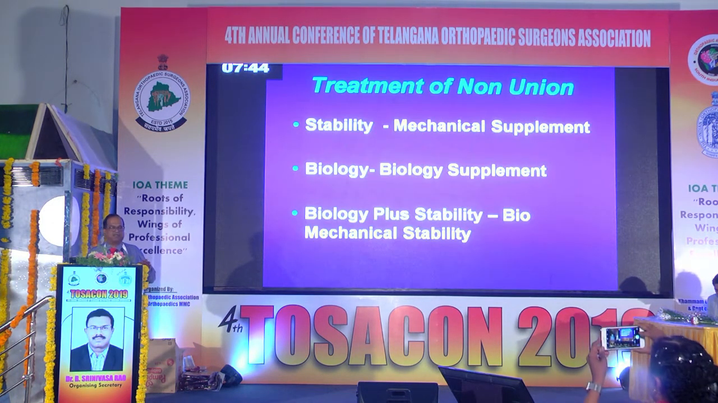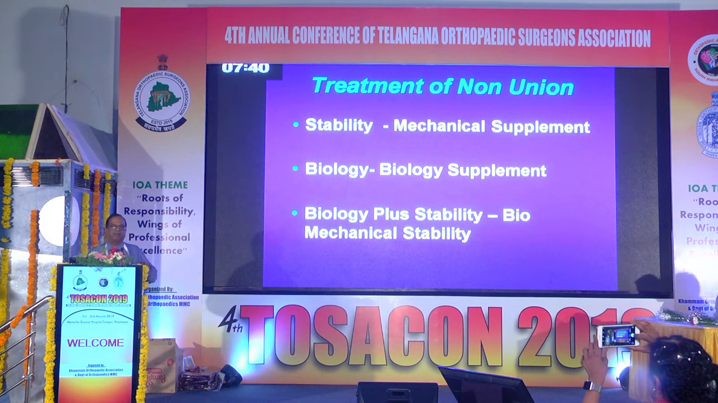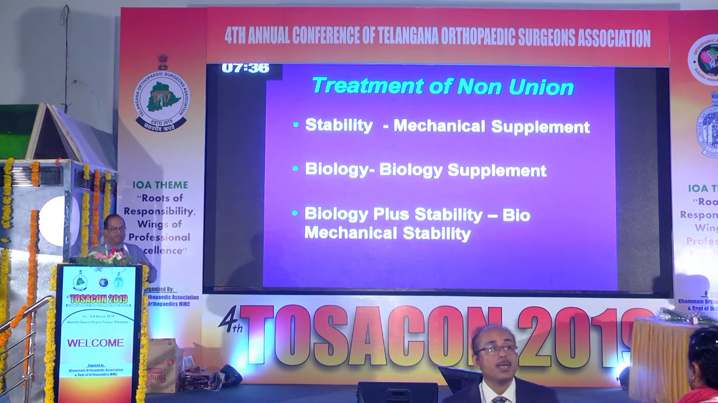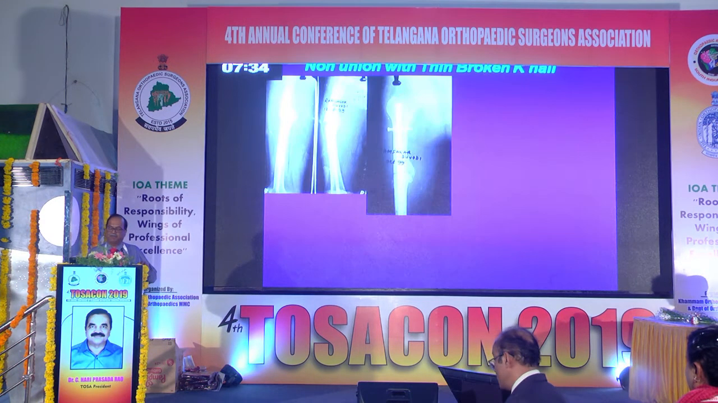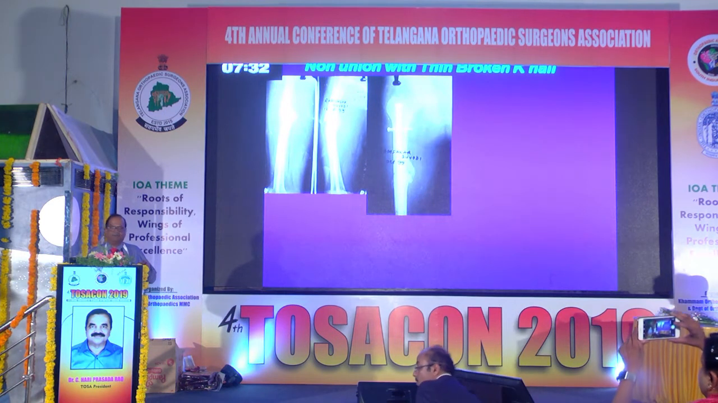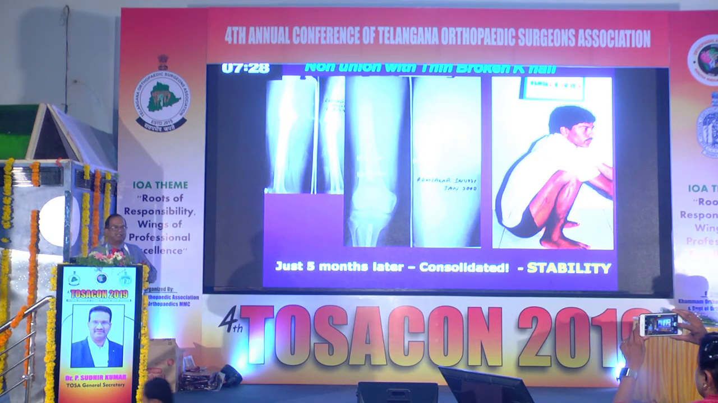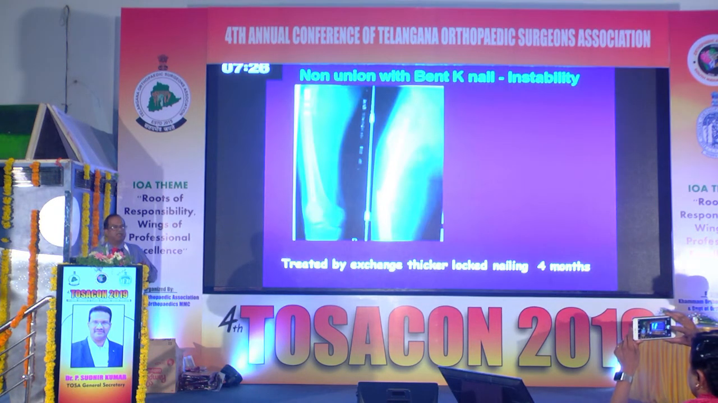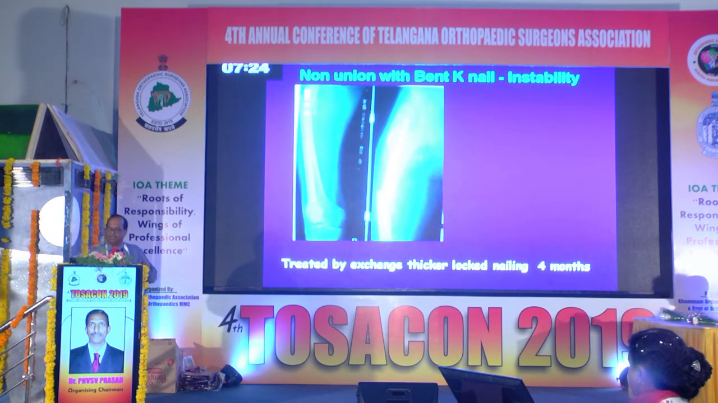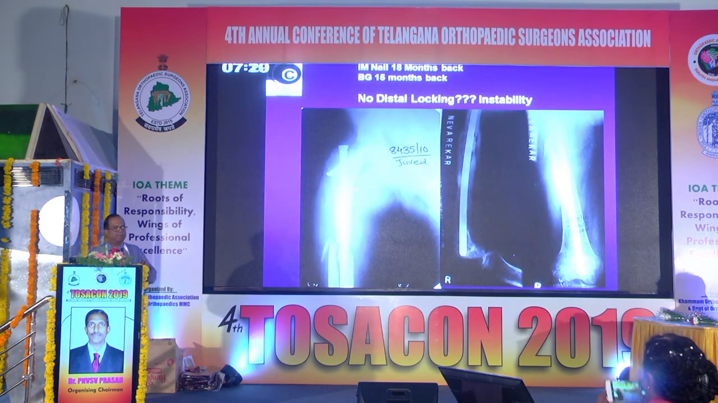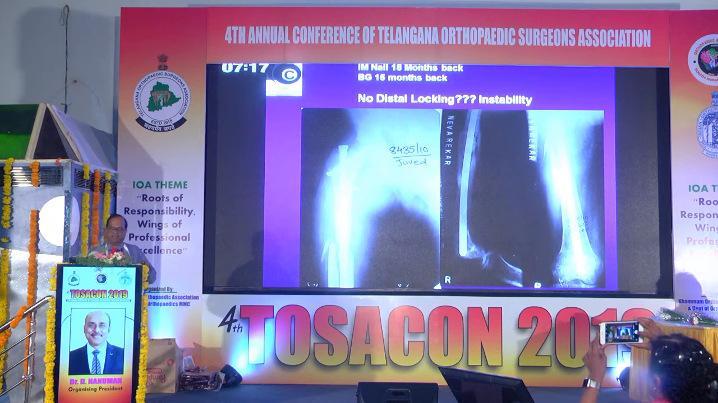If stability is questionable, give mechanical supplementation. Biology is questionable, give biological supplement in the form of graft. If both of them are missing, you have to supplement both. A thin K nail treated with a close interlocking nailing, the fracture consolidates without any problem. Another thin nail, again stability it is requiring. Again interlocking nailing done, it consolidates. Here no distal locking was done.